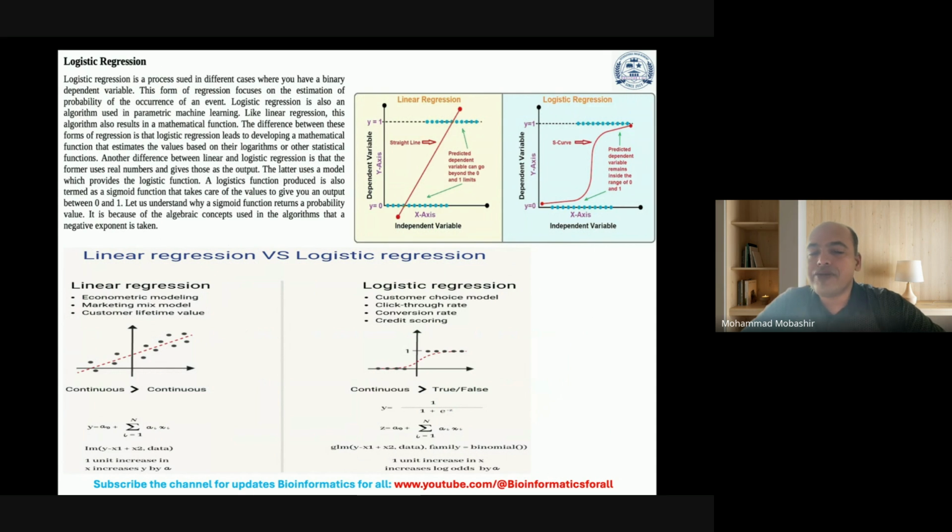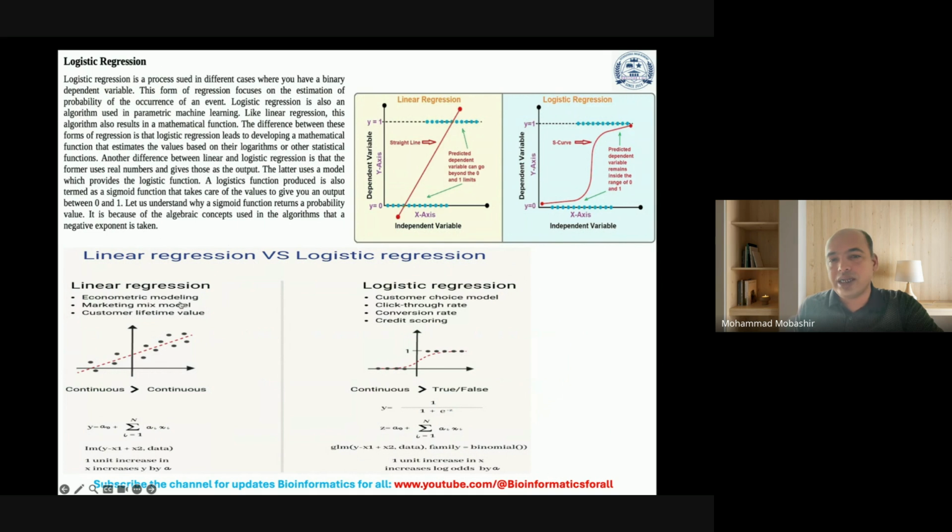In general, if I'm talking about logistic regression, it is not a kind of straight line. There are some changes in the curve of the line. So here you can see the difference between linear regression and logistic regression.